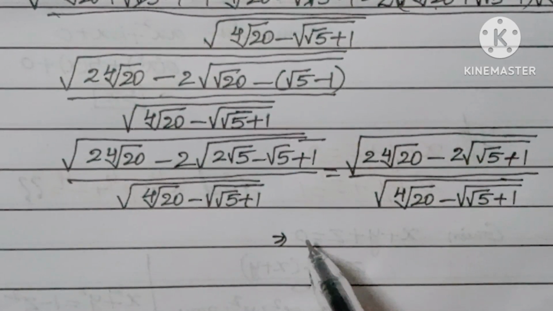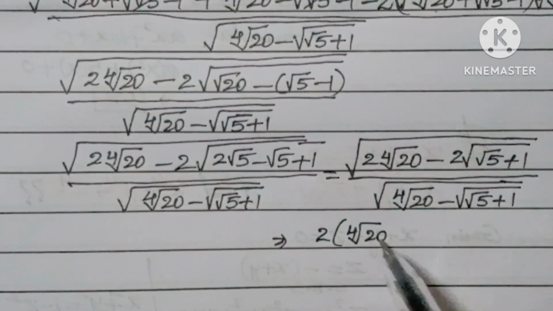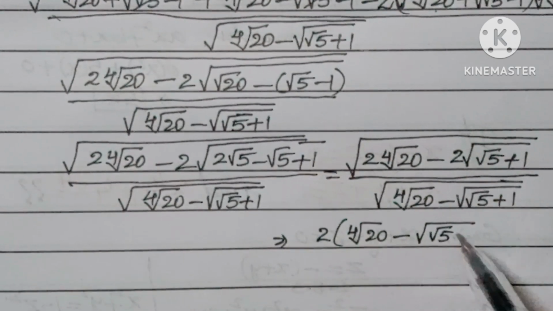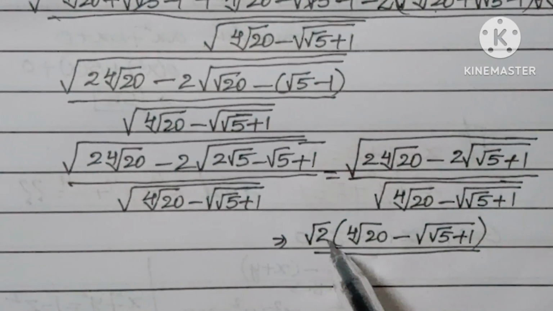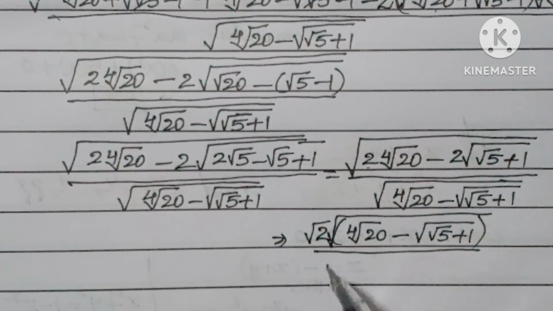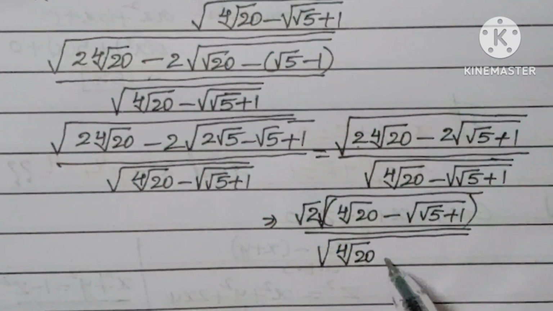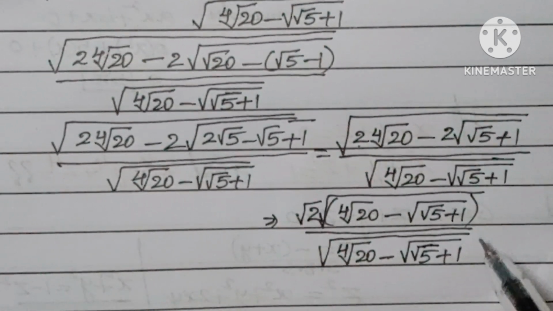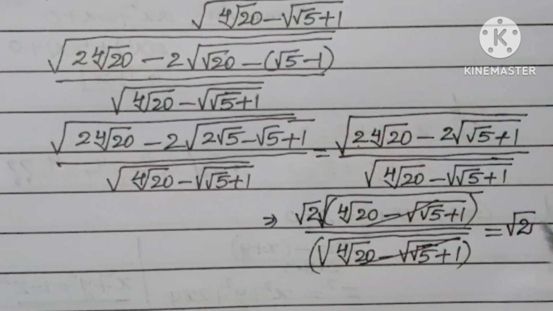Now you can take root 2 common here, or you can take 2 common. Fourth root of 20 minus square root of root 5 plus 1 over, here I am taking root 2 common outside. So here the denominator will be square root of fourth root of 20 minus root of root 5 plus 1. So the numerator and denominator have the same value, both will get cancelled. So the answer is root 2.